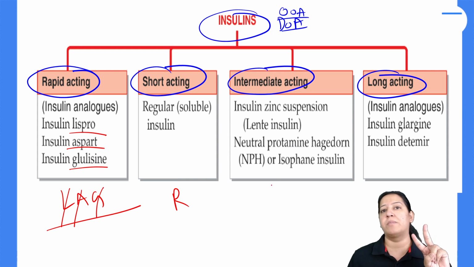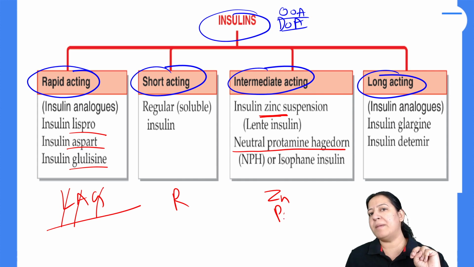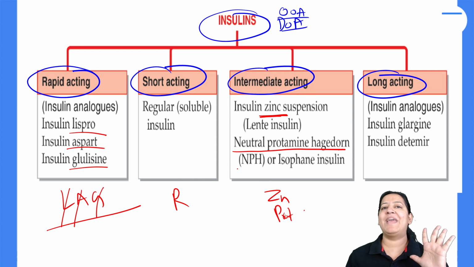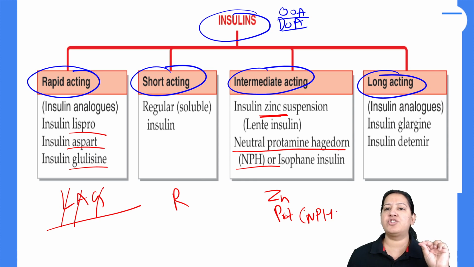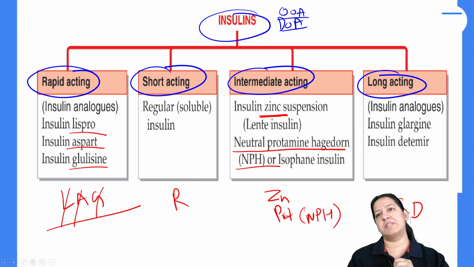In intermediate we have 2 forms. What are the 2 forms? Insulin zinc suspension, number 1, and neutral protamine Hagedorn, NPH. It is known as NPH. Neutral protamine Hagedorn, that is NPH insulin, also known as isophane insulin. I will explain you all, don't worry. And in long acting we have 2 forms, Glargine and Detemir. Glargine and Detemir. These are the 2 forms in long acting.